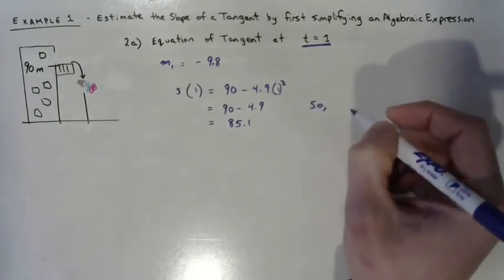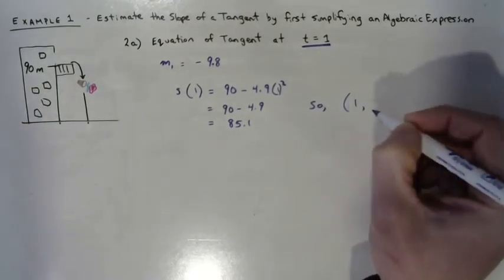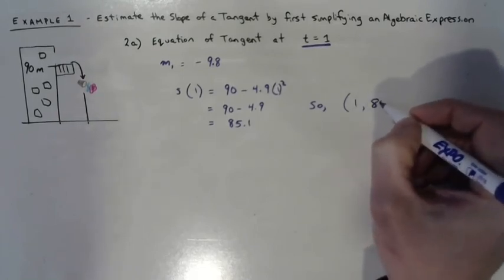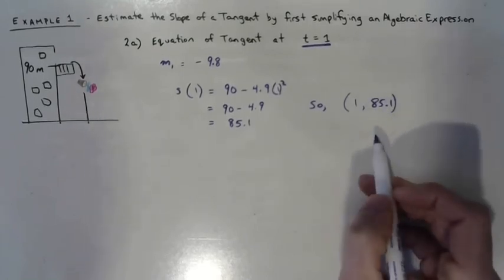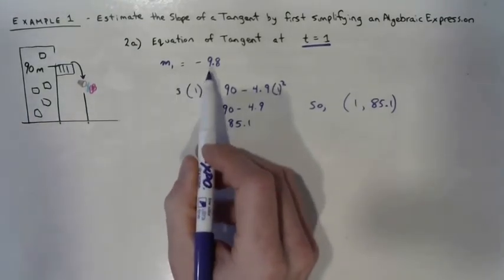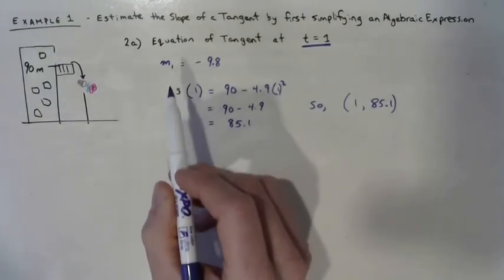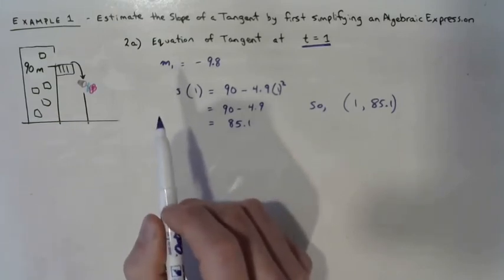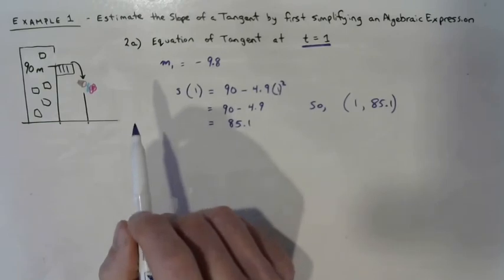So the point of tangent, the tangent point is 1, 85.1. And we know that the slope at that point is approximately negative 9.8. If you'd like a picture of what's happening here, it's on page 18 in your textbook, okay?